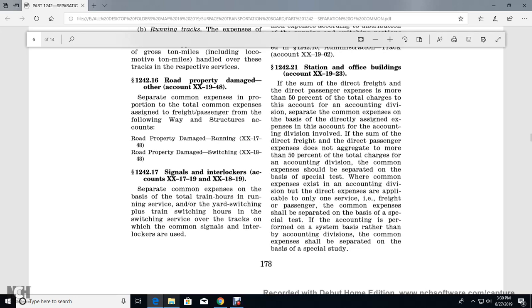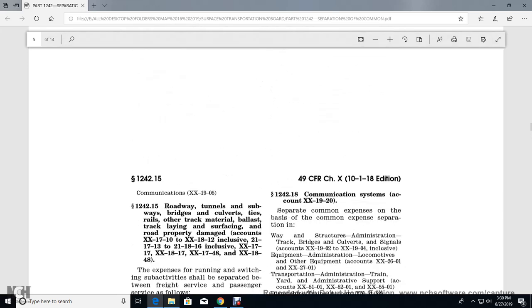124217, signals interlocking, the accounts XX 17, 19, XX 18, 19, separate common expense for the base for the total train hour of the running surface for the end of the yard switching, plus train switching hours for the switching surface over the tracks of which the common signal for the interlocks are used.